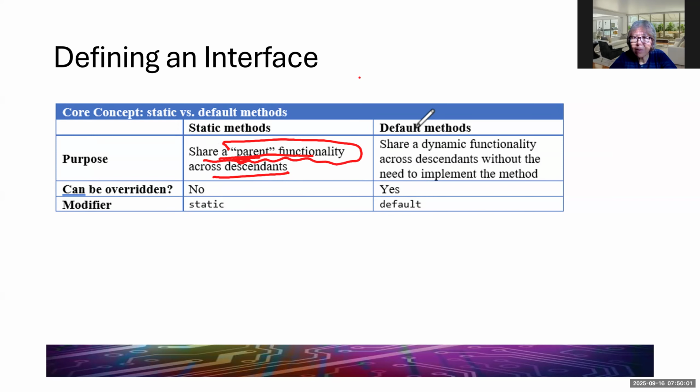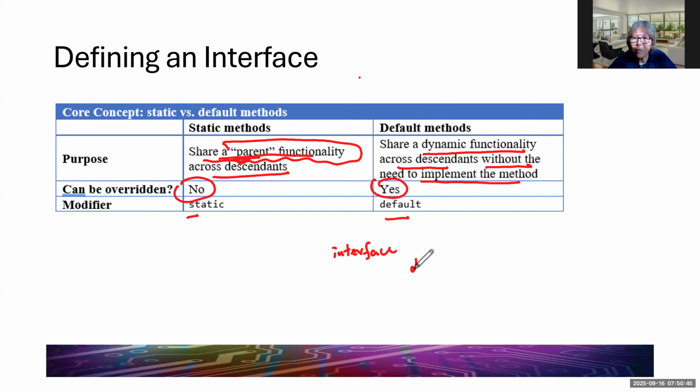And the default method shares a dynamic functionality across descendants. And so there is no need to implement the method. Okay, the keyword for static is static, for default it is default. For static method, there is another important thing: it cannot be overwritten. So if it's defined in a superclass, it cannot be overwritten. Default method can be overwritten.